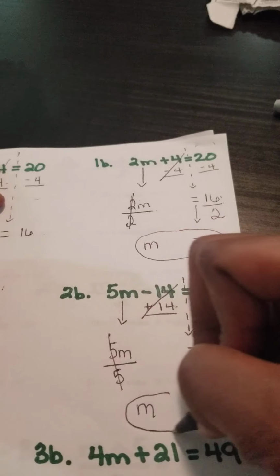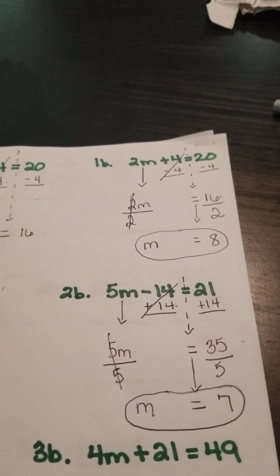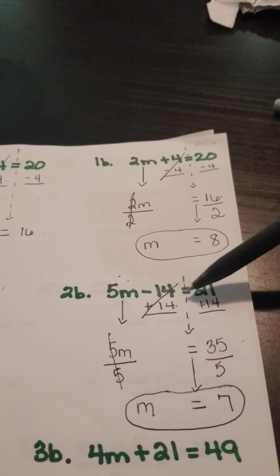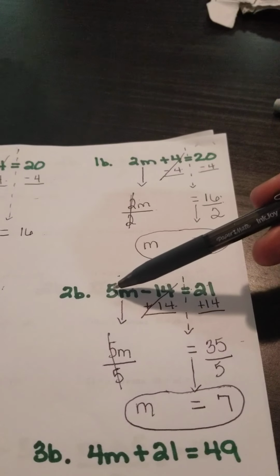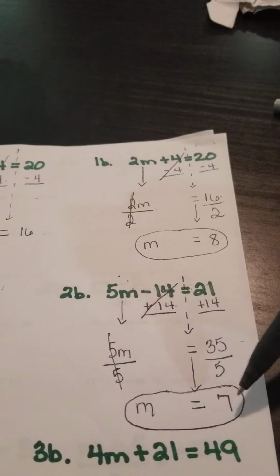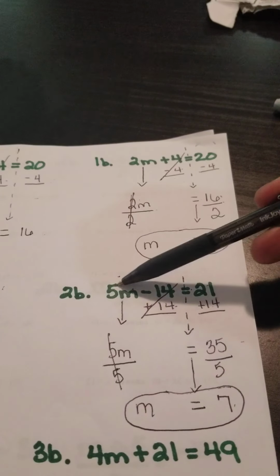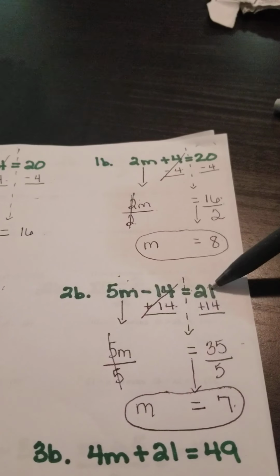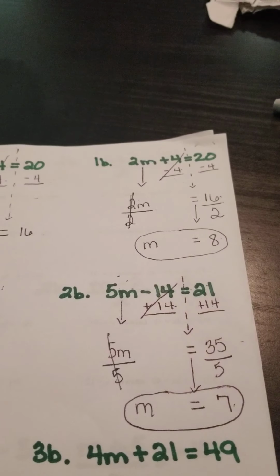Okay? And we're going to plug that in to see how that works. So we have 5 times some number m minus 14 equals 21. So 5 times 7 gives us 35. Minus 14 gives us 21. And that checks out. All right.